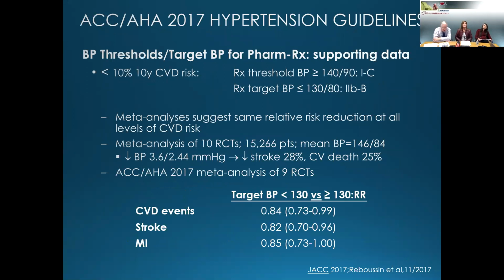Supporting data for these blood pressure thresholds and target blood pressure levels for patients with a blood pressure 140/90 or higher, but a 10-year cardiovascular risk less than 10%, are derived from the meta-analyses that are summarized and listed on this slide, including the new ACC/AHA meta-analysis of randomized trials that indicates a 16% reduction in major cardiovascular events by lowering systolic pressure below 130 as compared to leaving it 130 or higher in patients with a less than 10% 10-year cardiovascular risk.